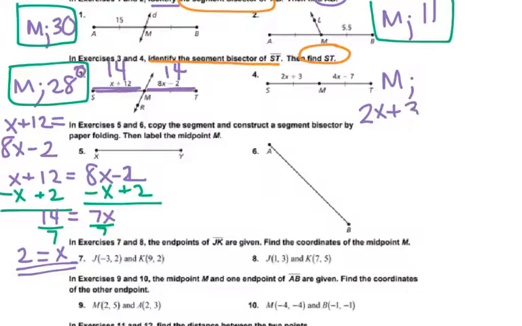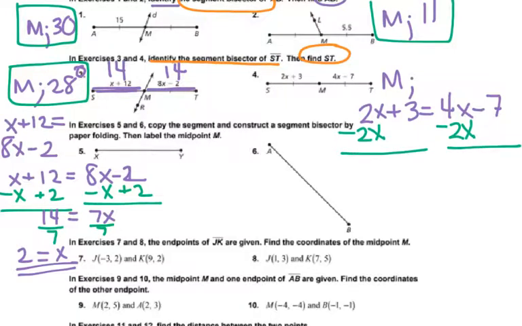2x plus 3 equals 4x minus 7. This is where you will use your algebra skills. I'm going to take away 2x from both sides to make that one go away. And since I'll still have x's on the right, I'm going to add 7 to both sides. So on this side I get 10. On this side I get 2x. I'm going to divide whatever is doing the multiplying. So I get x equals 5.